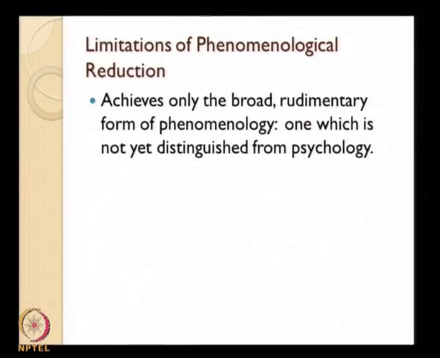Now there are certain limitations of this so called phenomenological reduction, which need to be overcome by a phenomenologist. First of all, it achieves only the broad rudimentary form of phenomenology, one which is not yet distinguished from psychology. So it is a kind of psychological endeavor. All these exercises which we were performing, isolating the object which is there in front of me from all other things, this is a mental mechanism, the mind does it. So how is it different from psychology? So that is the reason why the first stage of reduction is called psychological reduction or phenomenological psychological reduction.